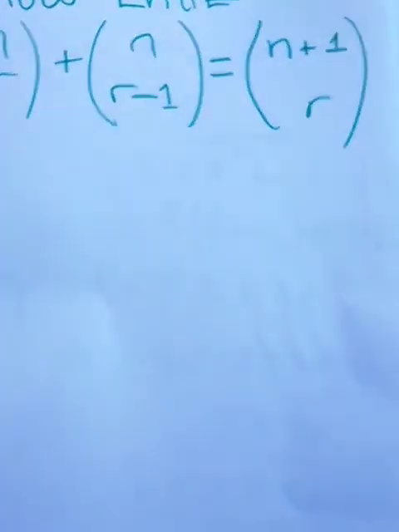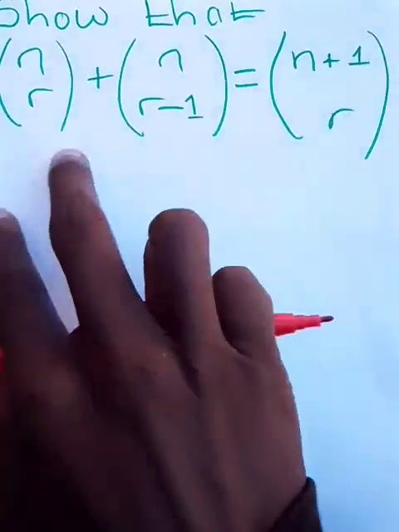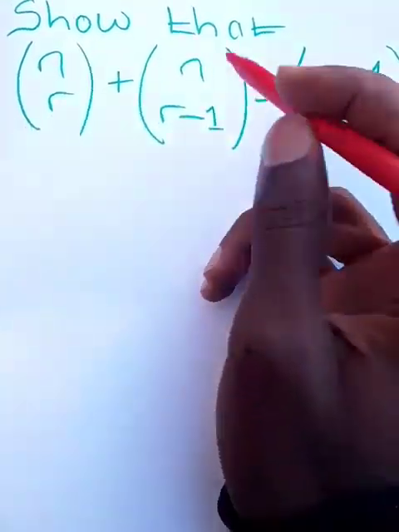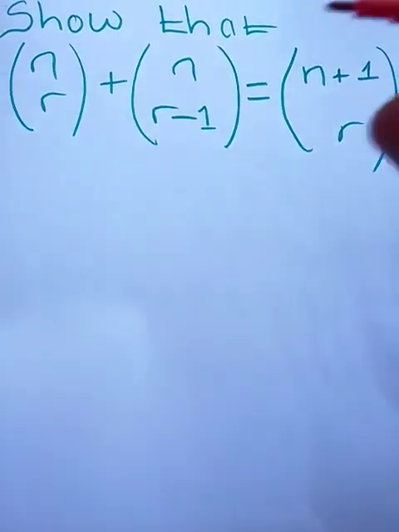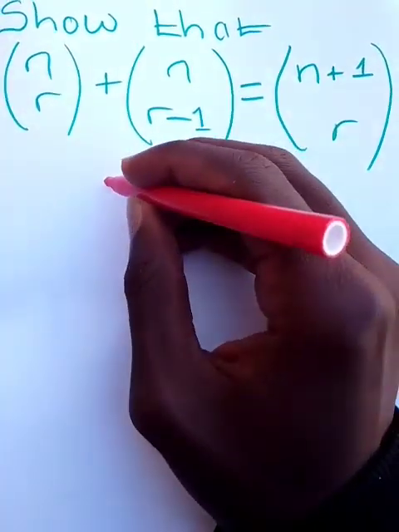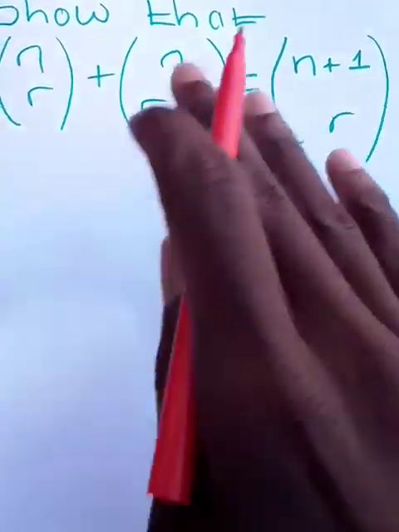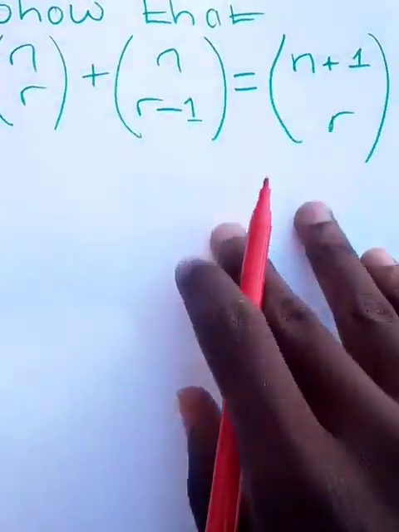But remember, when you are proving, take the part that seems to be complicated, that seems to be a lot. So I'll take this side. I'll be proving this against this. Now, before I even start proving, let's try to break down what is on the left hand side and what is on the right hand side a little bit.